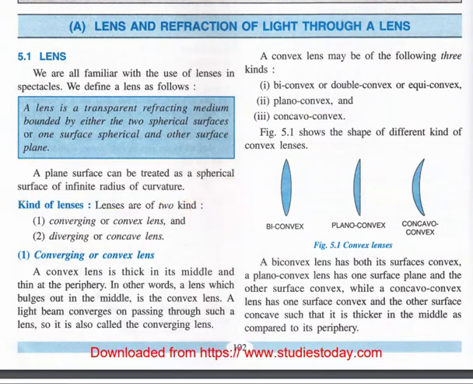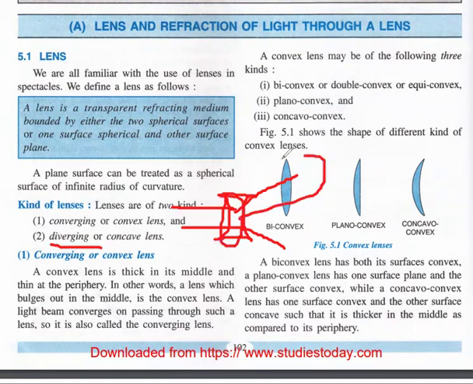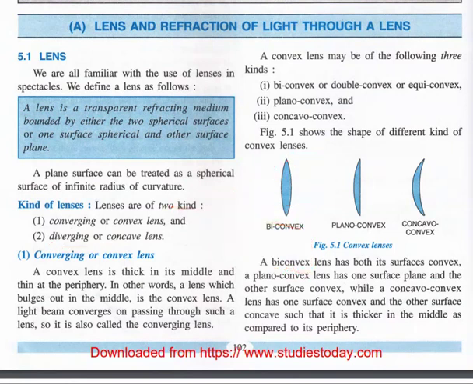But the concave lens looks like this, and a ray passing through it goes like this. This is called a diverging lens. The ray, after striking this surface, diverges. Then, what else do we have?